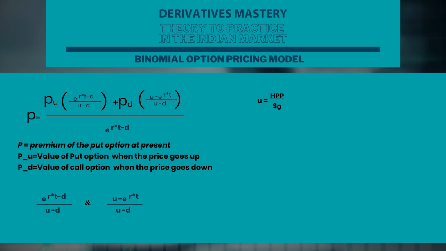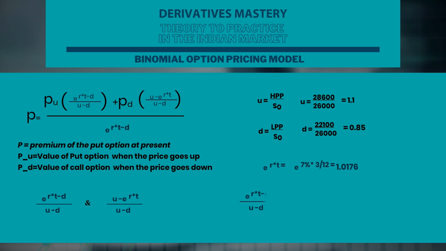So where U is the high probable price by spot price and D is the low probable price by spot price. We finally divide the numerator by e to the power RT to get the expected present value of the option. Now let us input the values in the formula, where U is equal to 28,600 divided by 26,000 gives us 1.1 and D equals 22,100 divided by 26,000. Now e to the power RT is e to the power 7% into 3 by 12 gives us 1.0176.